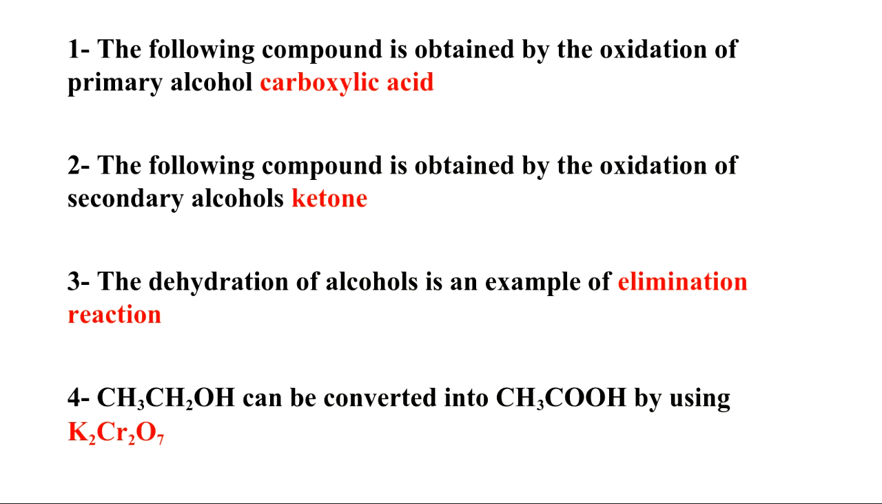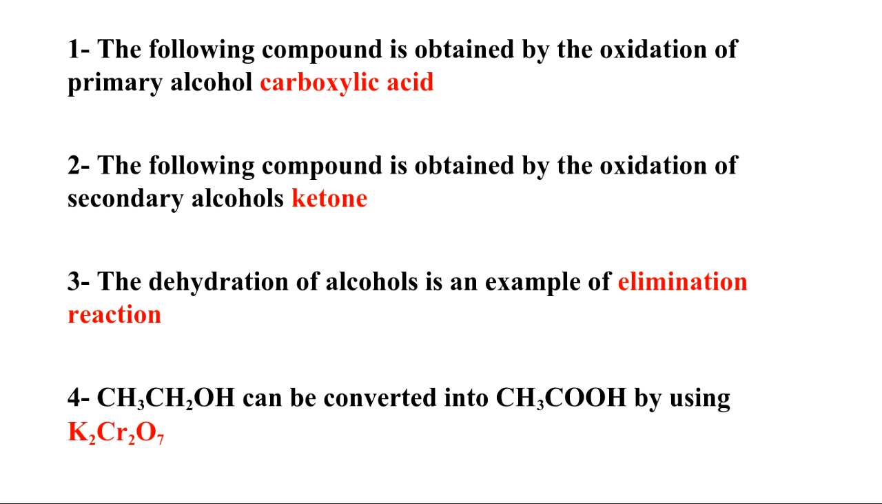The following compound is obtained by the oxidation of a primary alcohol. It means that if I take a primary alcohol and oxidize it, what do we get? We will get a carboxylic acid. Number 2: the following compound is obtained by the oxidation of a secondary alcohol. If we take a secondary alcohol and oxidize it using any oxidizing agent, what do we get? We will get a ketone. Next: the dehydration of alcohol, meaning the removal of water from the alcohol, is an example of what type of reaction? We call it an elimination reaction. To eliminate means to remove.